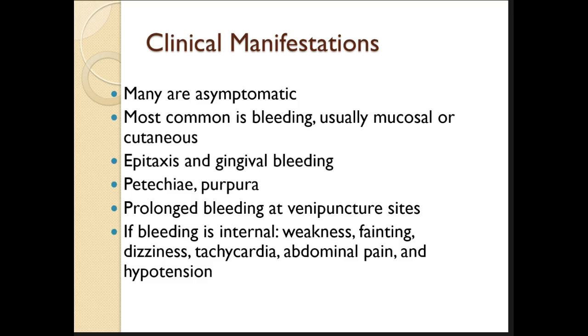Prolonged bleeding after routine procedures such as venipuncture or IM injection may indicate that the patient has thrombocytopenia. Because the bleeding could be internal, you must be aware of the manifestations that reflect this type of blood loss, including weakness, fainting, dizziness, tachycardia, abdominal pain, and hypotension.